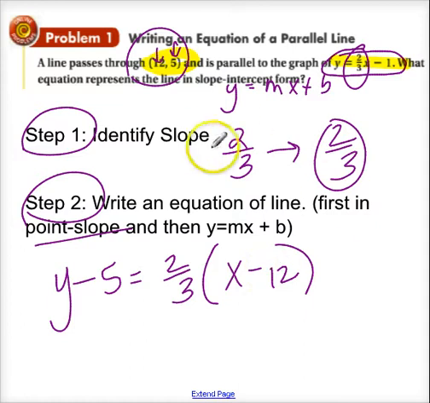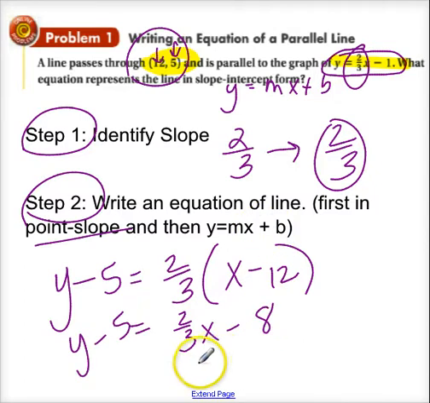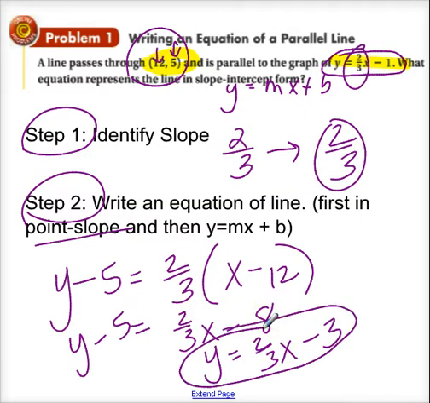Then, since they want it in slope-intercept form, I can transform this by distributing. Negative 24 divided by 3 is negative 8, so I have y minus 5 equals 2/3 x minus 8, and I get y = 2/3 x minus 3. There's my equation of a line that goes through this point and is parallel to that equation. I'll do one more for you.